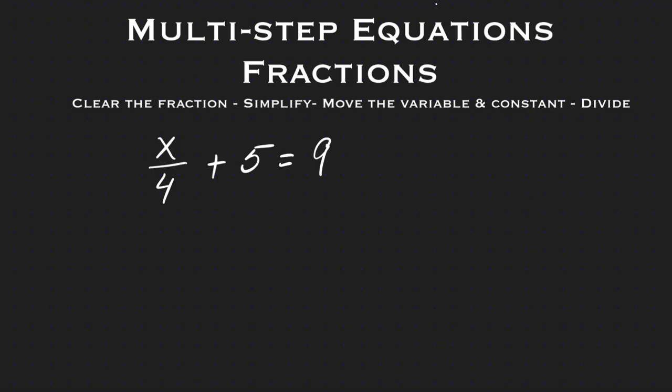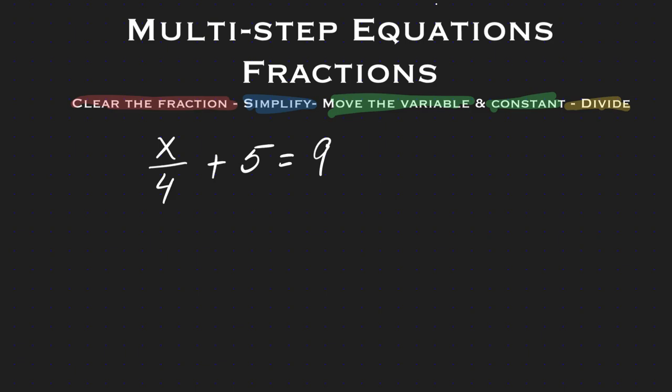Today we're going to focus on multi-step equations that have fractions. For fractions, we can mix up our steps, but most of the time we want to get rid of or clear the fractions, right? That would be our first step. Then simplify if there is any need for simplification, and then move the variables and the constant, and then eventually divide. For this particular example, we can actually start by moving the constant, but for the sake of this video, I'm going to start by clearing the fraction. So let's go ahead and do that.